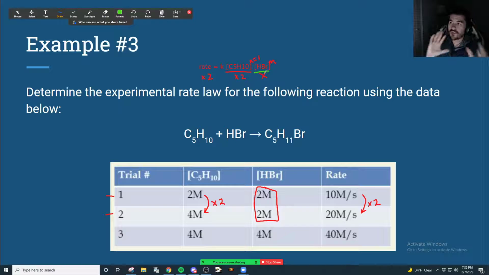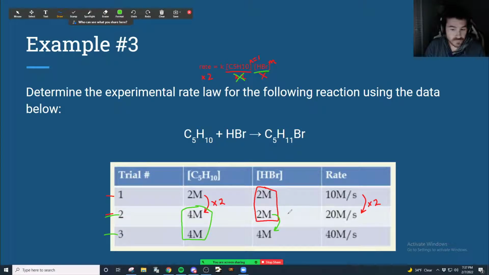So, we're doing the same thing but in reverse, right? Now we want to find two trials where this is held constant, but HBr changes. Okay? Well, look here. Held constant, HBr changes, right? So trials 2 and 3 are going to be the ones that I want to look at.